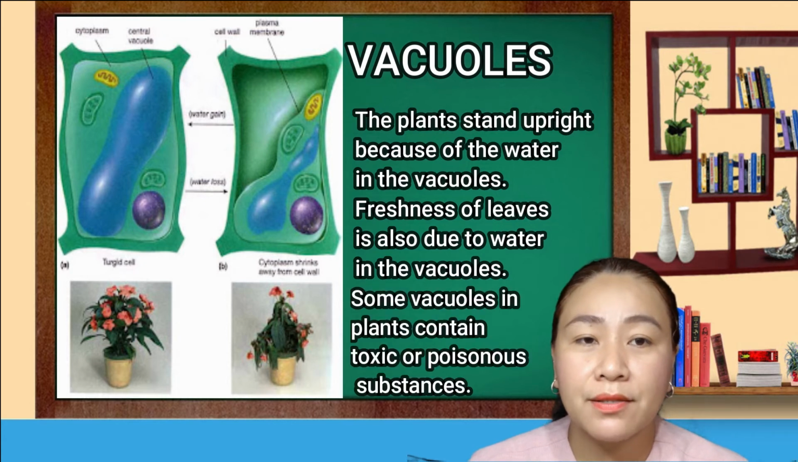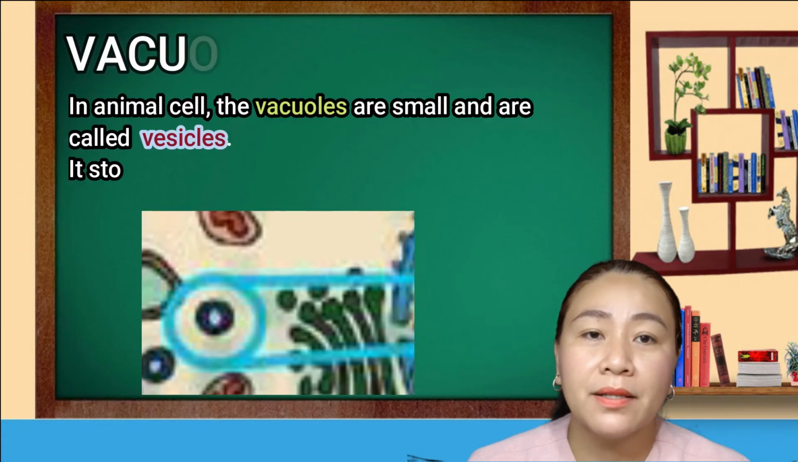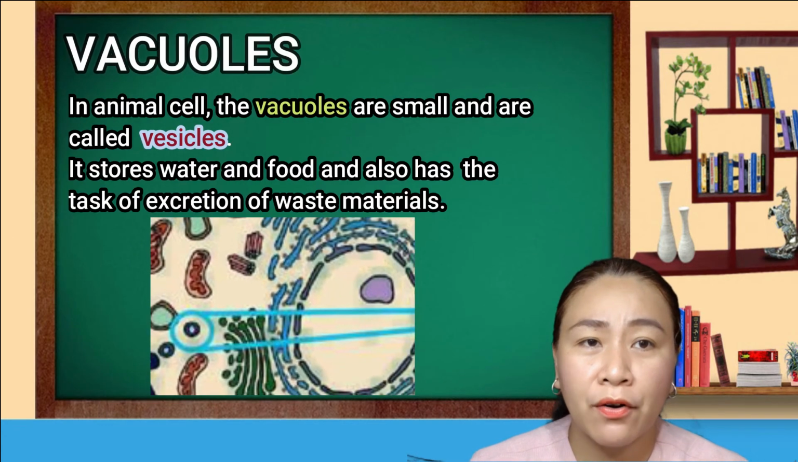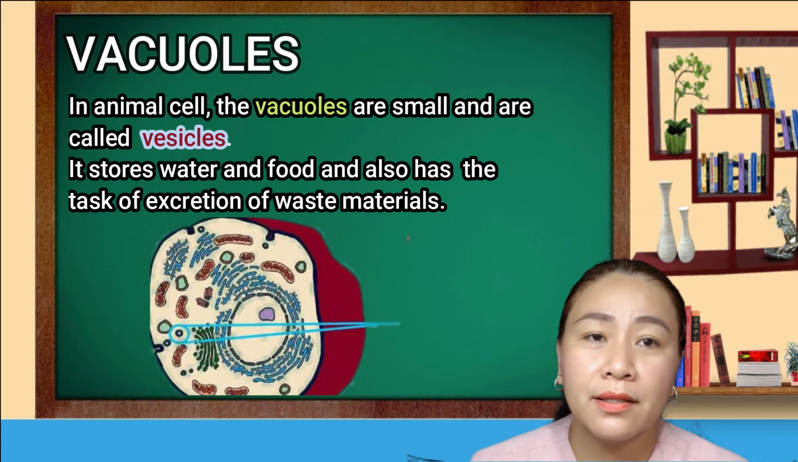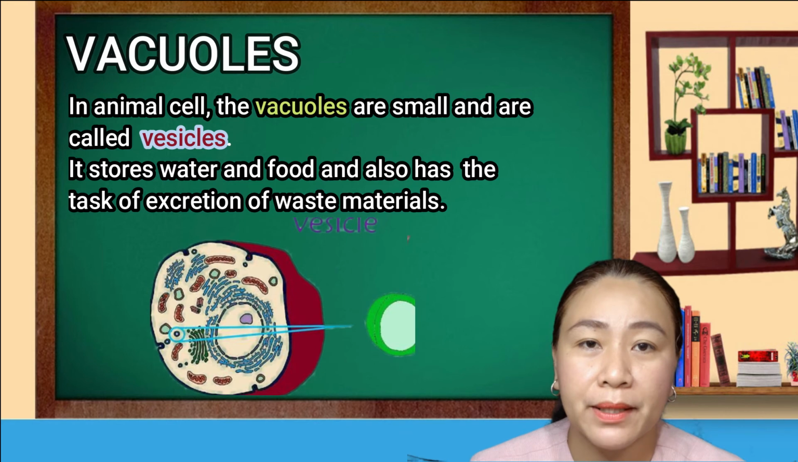Some vacuoles in plants contain toxic or poisonous substances. In animal cells, the vacuoles are small and are called vesicles. It stores water and food and also has the task of excretion of waste materials.